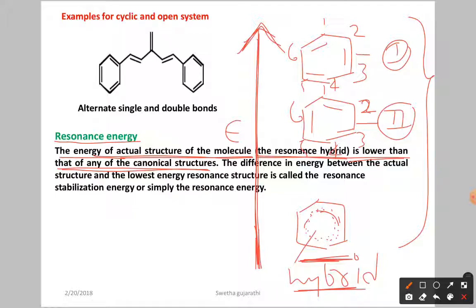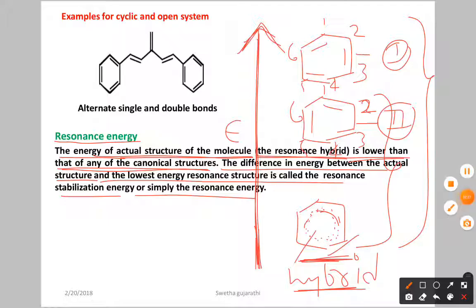Now what is the resonance energy? The difference in energy between the actual structure and the lowest energy resonance structure is called resonance energy, or stabilization energy. Now here if you see the difference between these two, the resonance hybrid and, in between the resonance structures, this second one having the lowest energy. The energy difference between these two is nothing but the difference in energy between the actual structure, the resonance hybrid, and the lowest energy resonance structure.